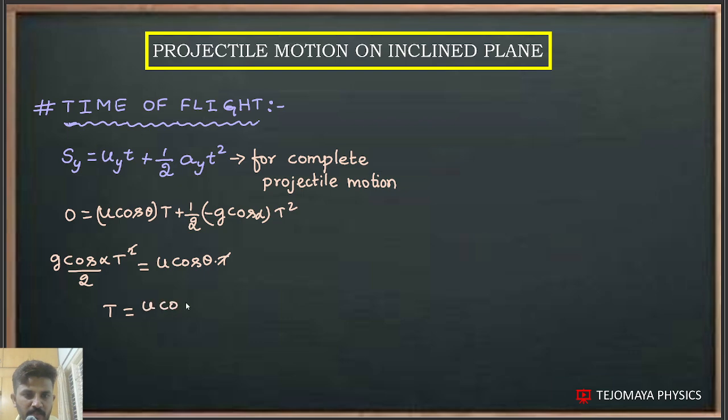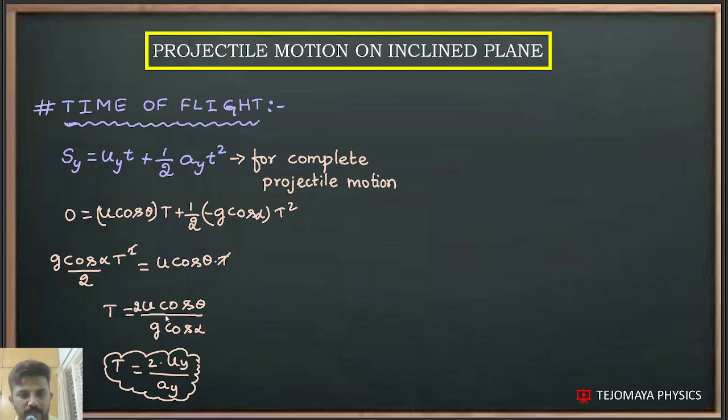u cos theta divided by, we have 2 also here, into 2 divided by g cos alpha. This can also be written as 2 into initial velocity along y-axis divided by acceleration along y-axis due to gravity. So this is the expression for time of flight.